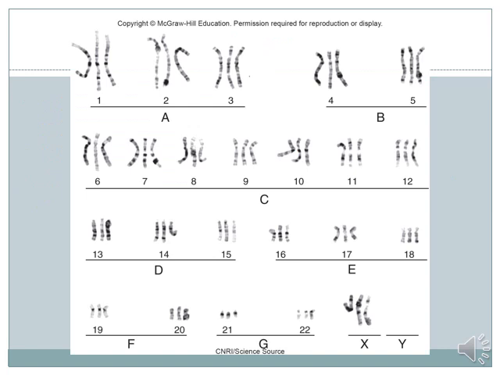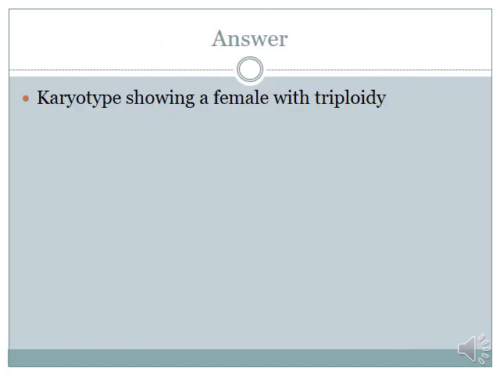I would like you to look at this karyotype and to tell me what it is an example of. I will pause for just a moment, and then I will move on to the answer. This is a karyotype showing a female with triploidy. She has 3 copies of every chromosome, including the X.